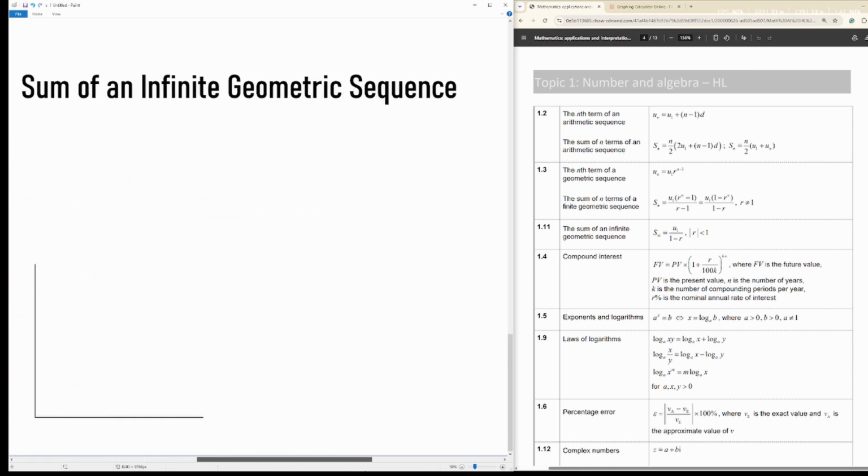So let's briefly also cover the sum of an infinite geometric sequence as well. If you start to think about it, let's go, for example, with the likes that we had before.